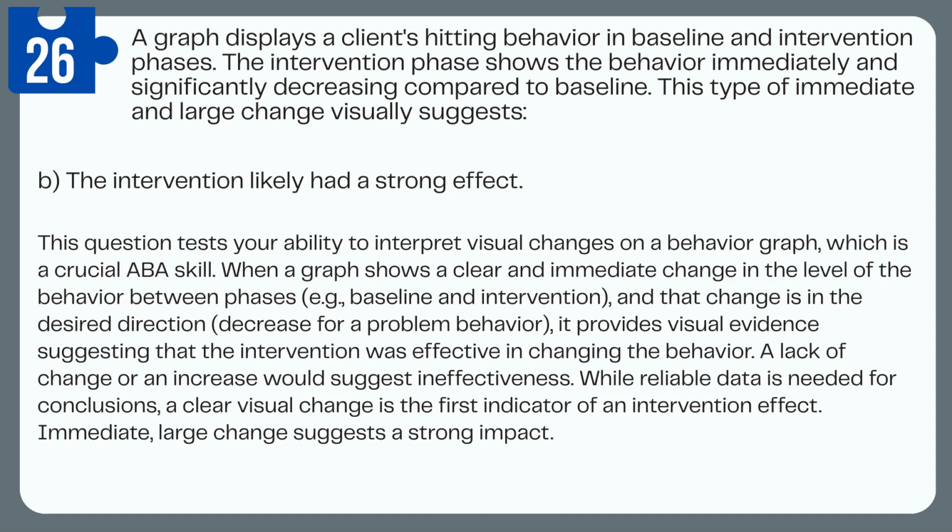Answer: B. The intervention likely had a strong effect. This question tests your ability to interpret visual changes on a behavior graph, which is a crucial ABA skill. When a graph shows a clear and immediate change in the level of the behavior between phases, for example baseline and intervention, and that change is in the desired direction, a decrease for a problem behavior, it provides visual evidence suggesting that the intervention was effective in changing the behavior.